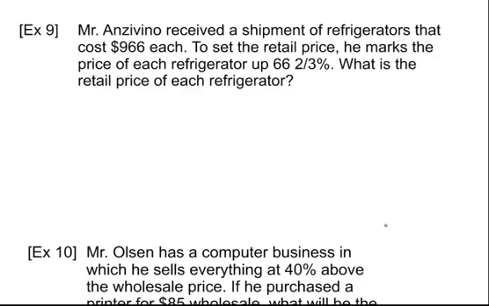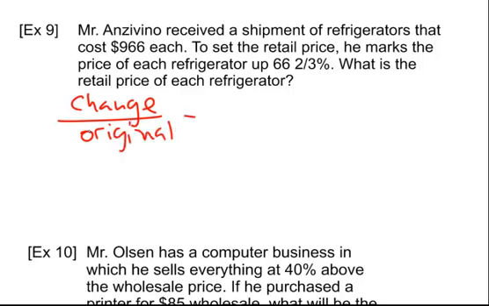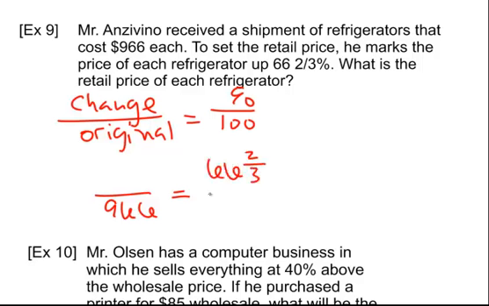So Mr. Anzavino received a shipment of refrigerators that cost $966 each. That's the original price. Remember, we're doing change over original equals percent over 100. So originally, to him, they cost $966. He's going to change that price by 66 2/3%. Okay, over 100, always over 100. What is the retail price? So we're going to figure out how much he changes it by.